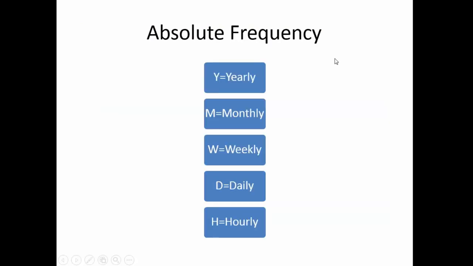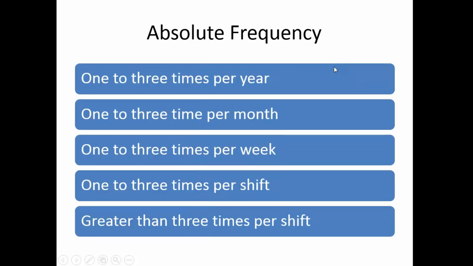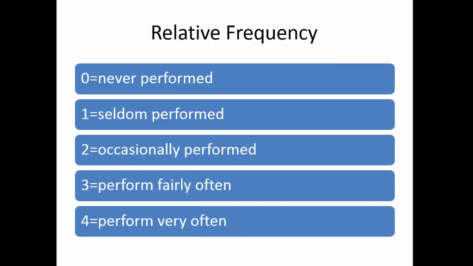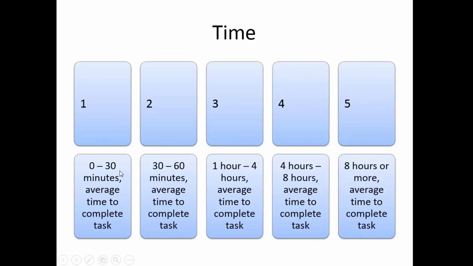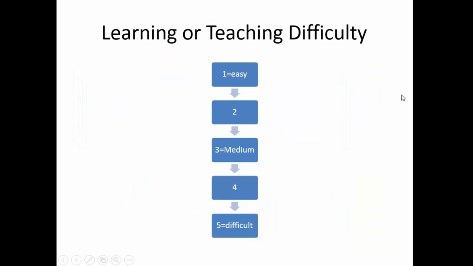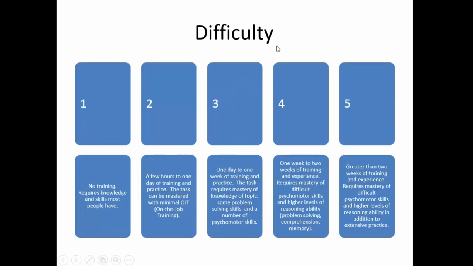Another criticality rating, absolute frequency: one or two times a year, maybe, greater than 3 times a shift. Relative frequency: never perform, seldom perform, occasionally performed, and so forth. Relative time to spend on tasks: much less time than other tasks or much more than other tasks. Time, where you can literally give a number or a range so that you know how much time they spend doing these tasks. How hard it is to learn or teach the task, learning or teaching difficulty, just difficulty in and of itself. How hard is that task: requires no training or just a few hours of instruction, or greater than 2 weeks of training with some experience?